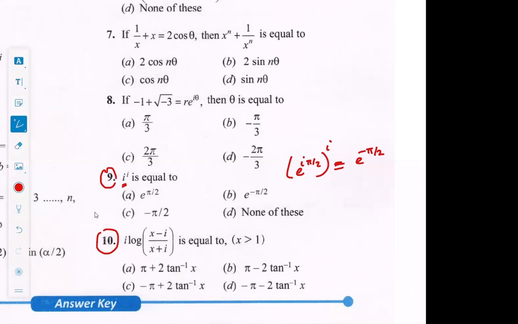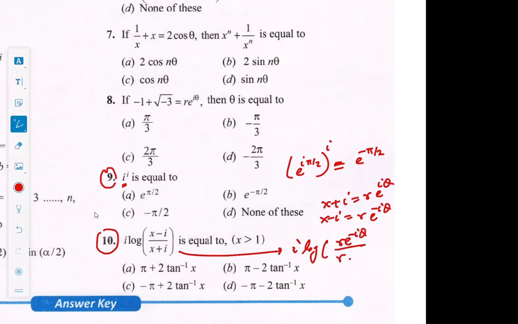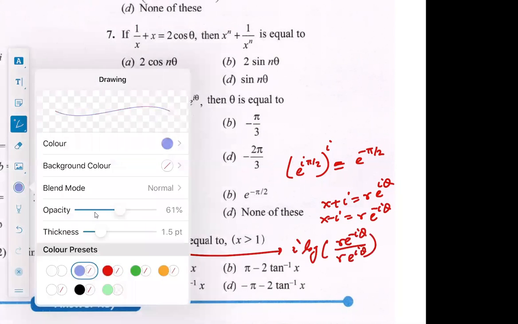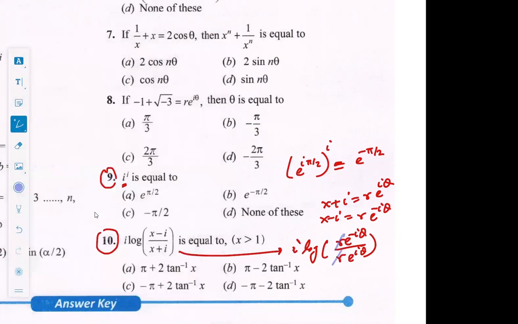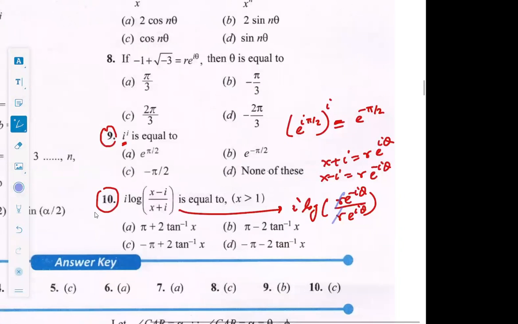Similarly, in question number 10, you can think this is r e to the power i theta. So x minus i will be r e to the power minus i theta. If you put these two values, you will get i into logarithm of r into e to the power minus i theta over r into e to the power i theta. r will cancel, so you will get e to the power minus 2i theta. So this is equal to i into minus 2i theta. So this is 2 theta basically.